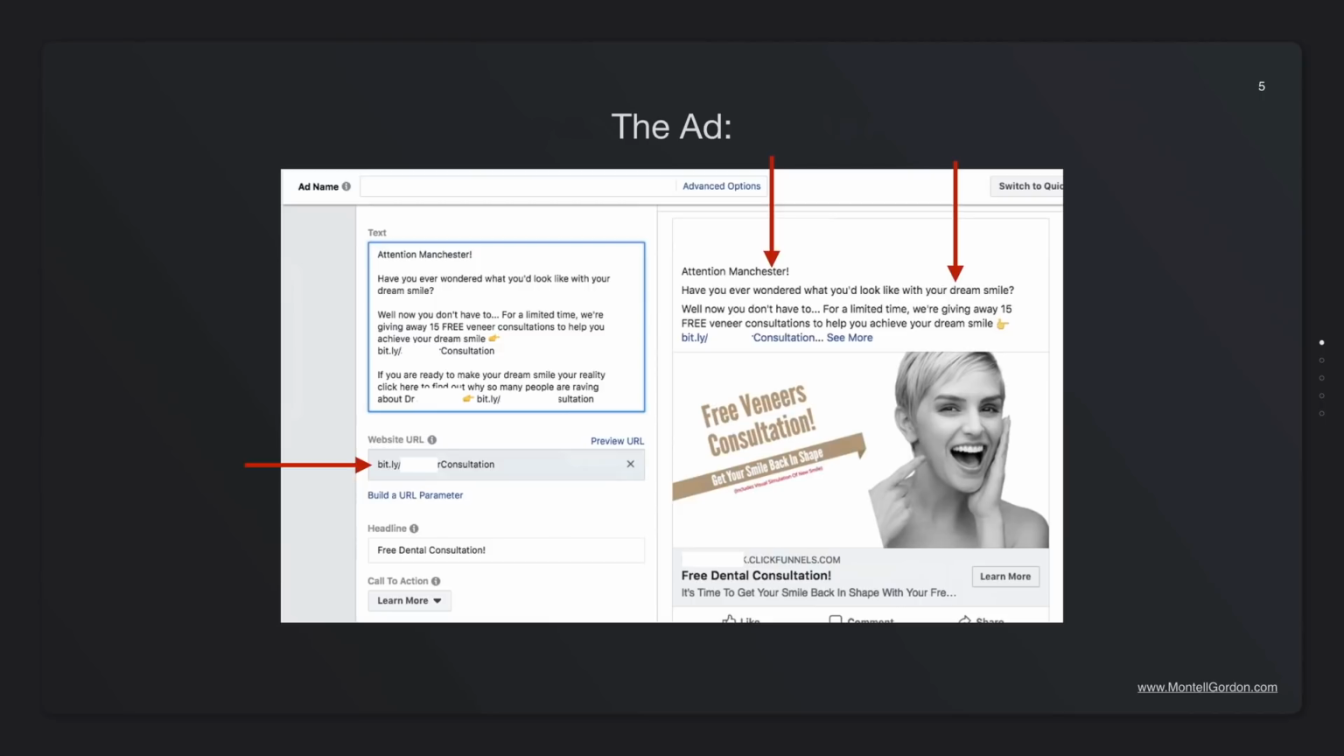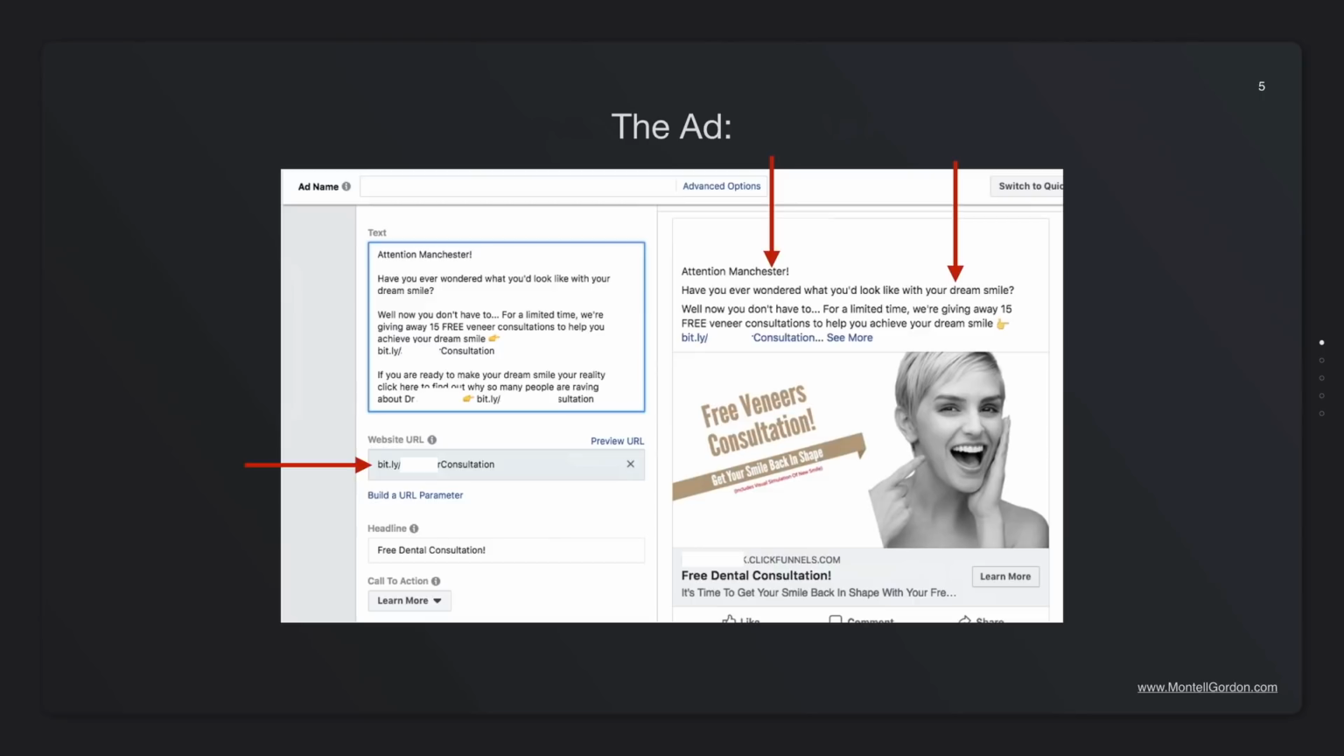So then I went on to explain, well, now you don't have to, for a limited time. That's the scarcity factor, basically meaning that it gives the person reading this, or the traffic, some sort of urgency so that they can make a booking. Scarcity always pushes people to take an action within a desired amount of time. So then I said, we're giving away 15 free veneer consultations to help achieve your dream smile.